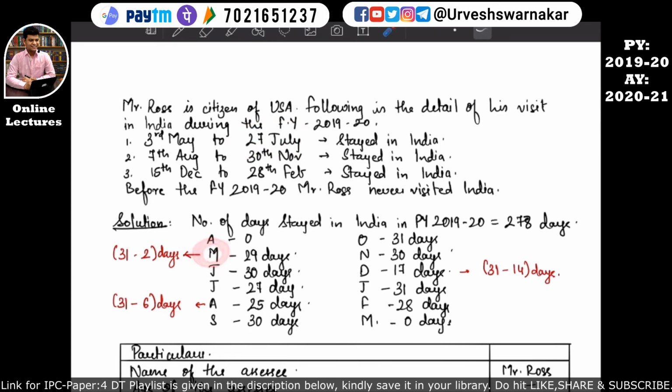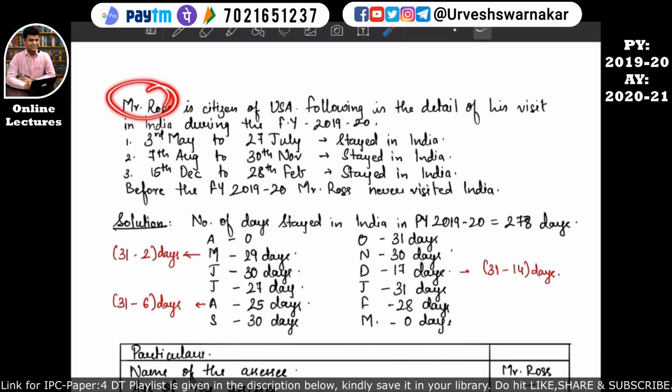So in the month of May, he was not there in India for only 2 days. That's why he stayed in India for 29 days. In the month of June, he was there for the entire 30 days. In the month of July, he was there for 27 days because he was in India from 3rd May to 27th July. I hope this is quite clear to you. So in the month of July, he stayed for 27 days.